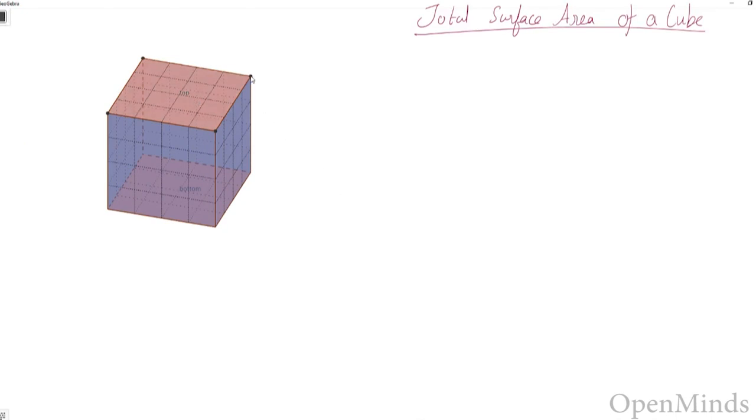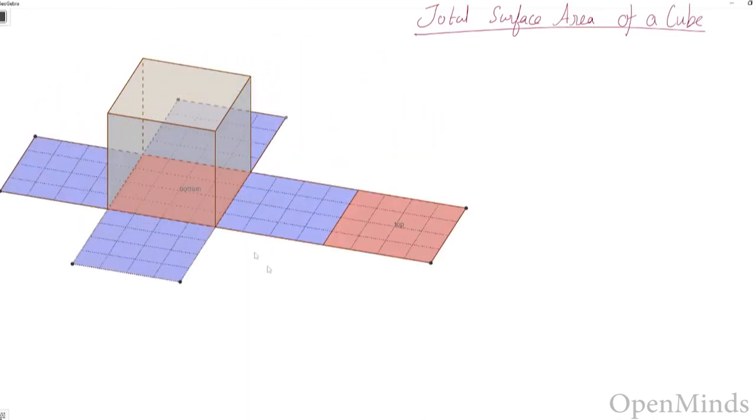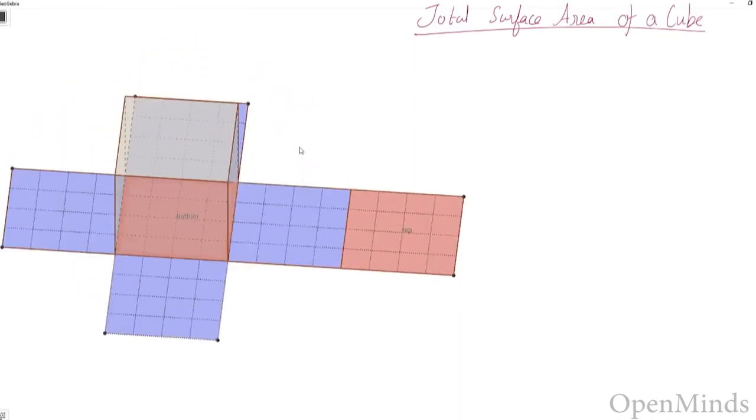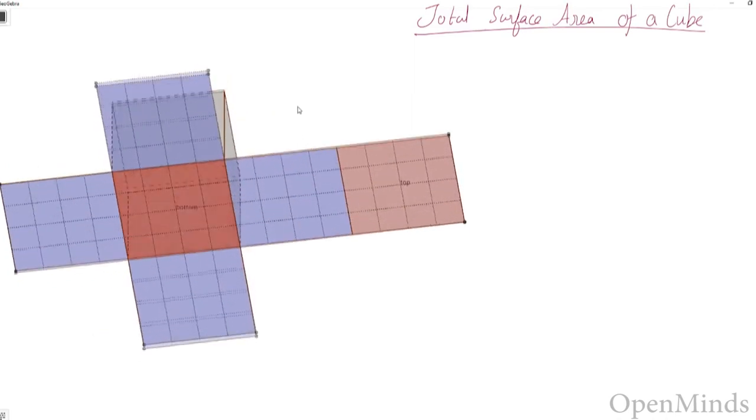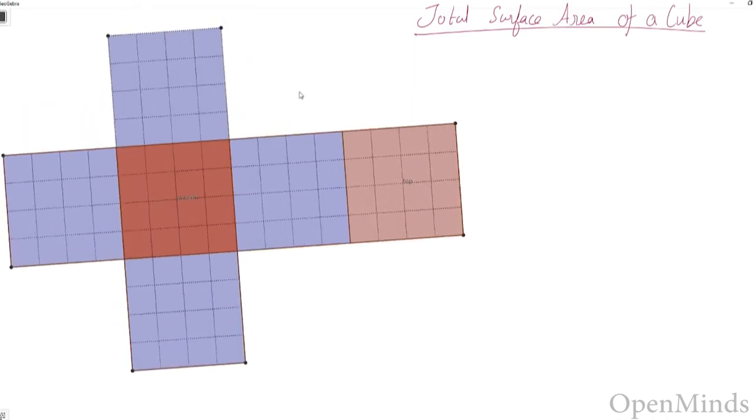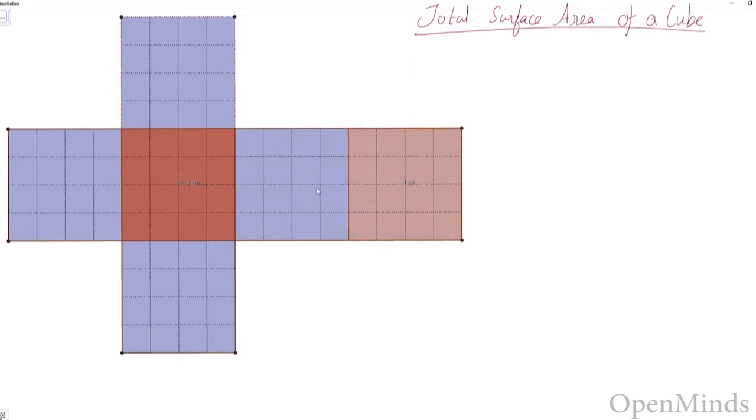So let's unwrap it again. If I can somehow find the area of these 6 pieces of cardboard, I'm done. Let's invert the cube so that I can see the faces. There are 6 faces I can see here clearly: 1, 2, 3, 4, 5, and 6, which includes the top and the bottom. We already learned how to find the area of a square. Let's say the length of this square is 4 centimeters and the height is also 4 centimeters, or I simply can say that the edge of this cube is 4 centimeters.